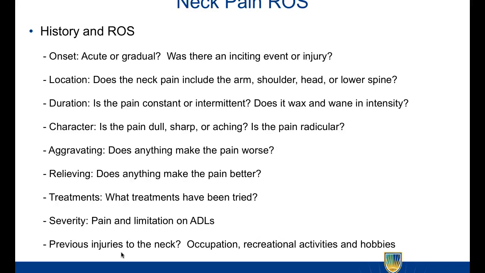When taking a history and review of systems, several important questions should be asked, such as onset. Is it acute or gradual? Was there an inciting event or injury? Location. Does the neck pain include the arm, shoulder, head, or lower spine?